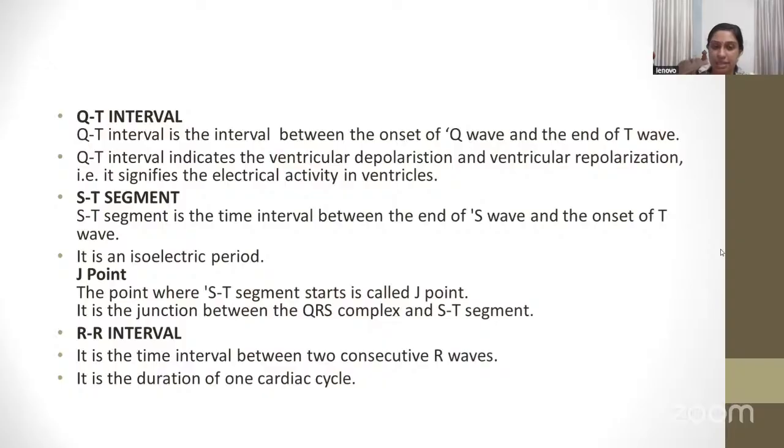Next is the ST segment. It is the time interval between the end of S wave and onset of the T wave. It is also an isoelectric period. And next is the J point. The point at which the ST segment starts is called the J point. It's the junction between the QRS complex and the ST segment. Next is the RR interval. It's the time interval between two consecutive R waves. Usually this RR interval signifies the duration of one cardiac cycle.